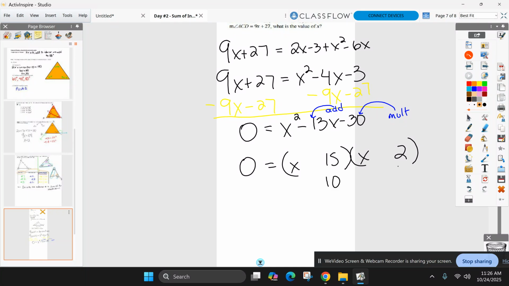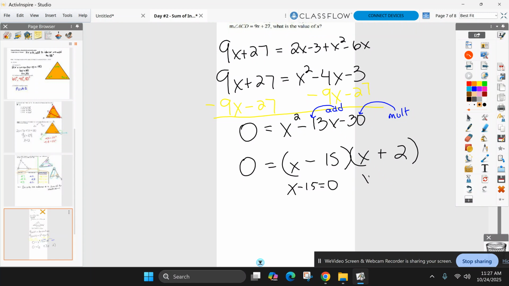Because look, 10 and 3, you can make them add to negative 13 by making them both negative, right? But the problem is, go ahead and multiply them. What do you get? I need a negative, though. So that's why 10 and 3 were traps. And it would be negative 15 and positive 2 inside. Now take it out to figure out what X equals.